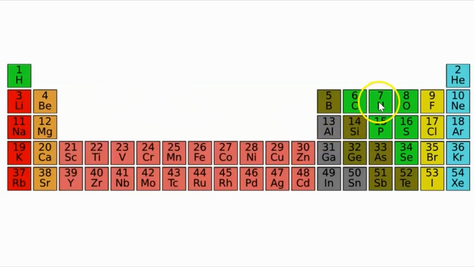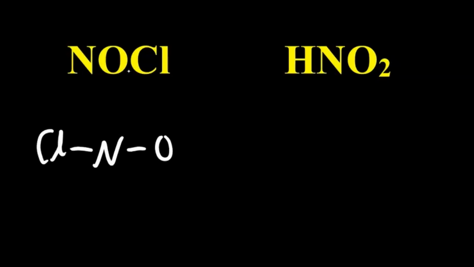Okay, moving along, NOCl. Now, N is furthest to the left of oxygen and chlorine, and it's singular. It's written to the left here as well. It's the least electronegative, so it's going to be the central atom. So we'll have nitrogen bonded to oxygen and chlorine.